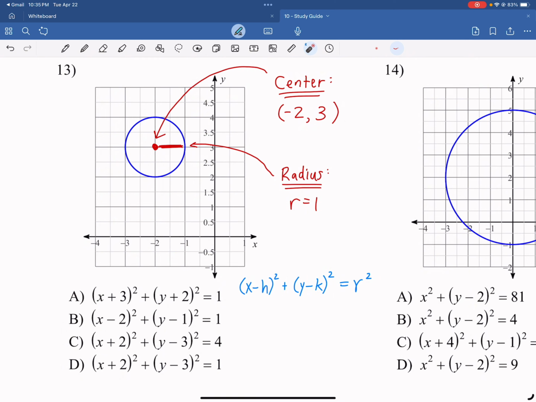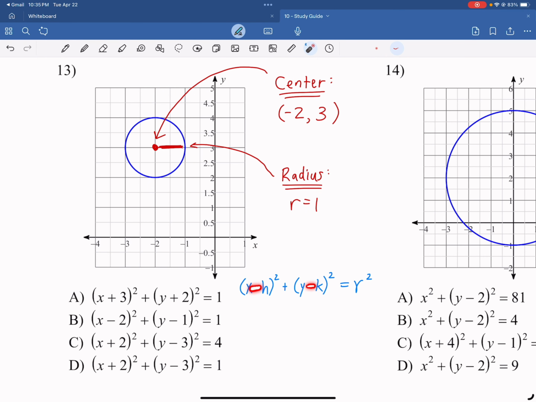And just to emphasize again, these negative signs are already inside of the formula. And so if you plug in a negative number, that's going to become a double negative. If you plug in a positive number, it's actually going to just stay negative in that. So let's do that right now. X minus h, in this case, is going to be -2.